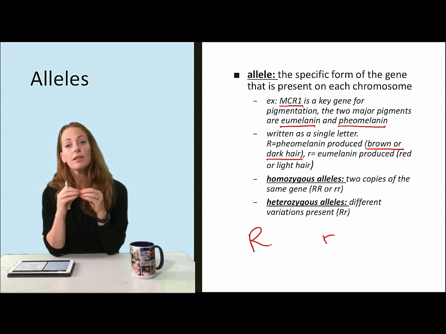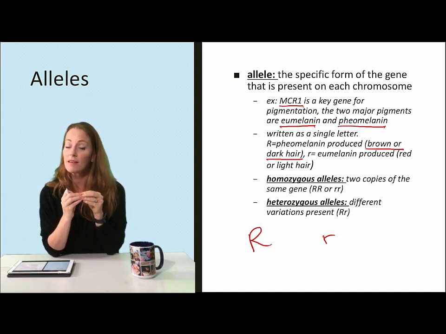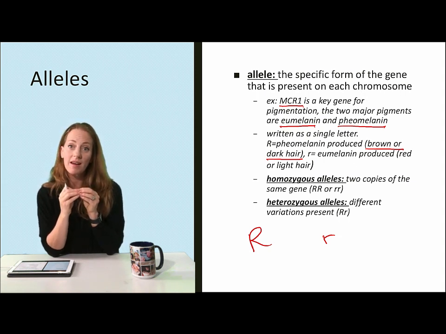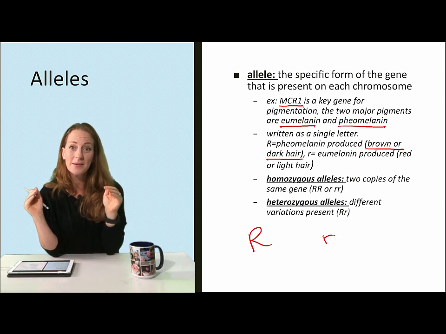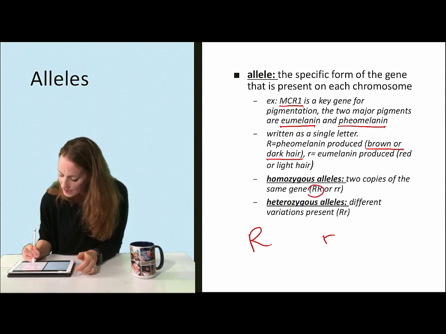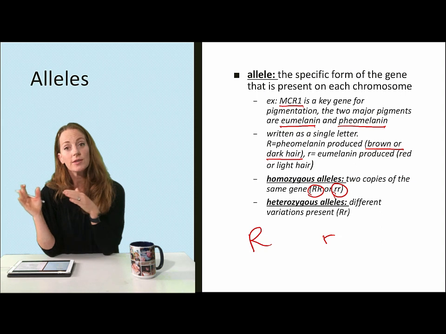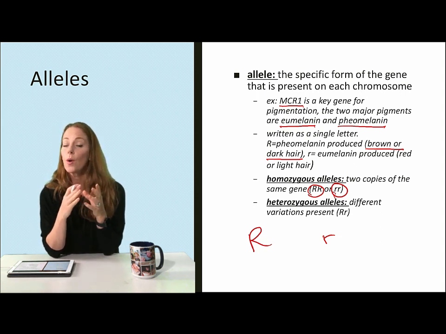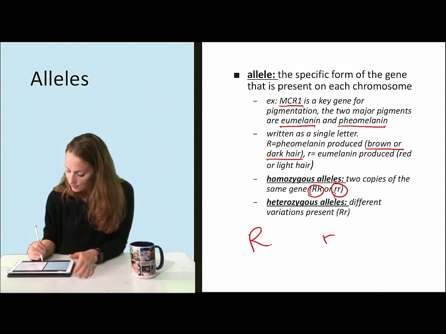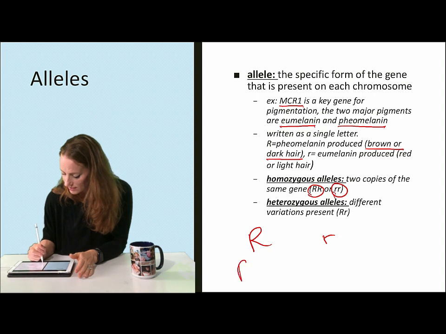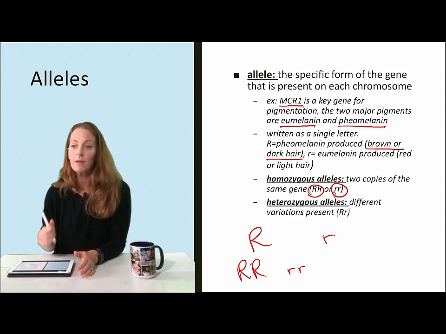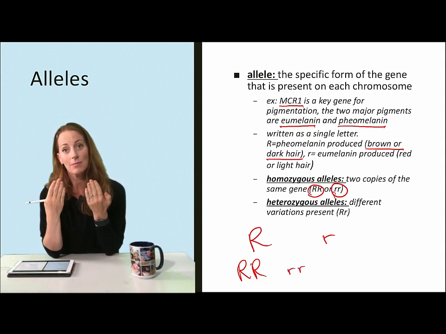So R lowercase will be for eumelanin, which if present would give red hair, but it will only show red hair if there's no pheomelanin present, okay? So, if you have the same type of allele from the maternal side as the paternal side, we call that homozygous, or the same type of allele. So that could either be a homozygous RR, capital RR, or a homozygous lowercase rr, meaning that both parents carry the same type of allele.